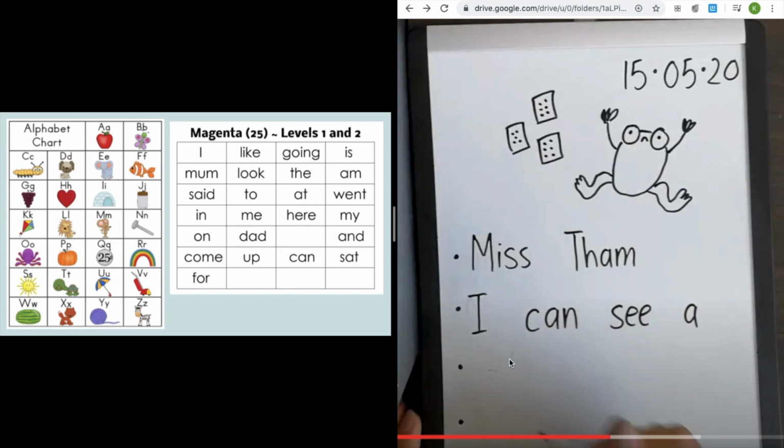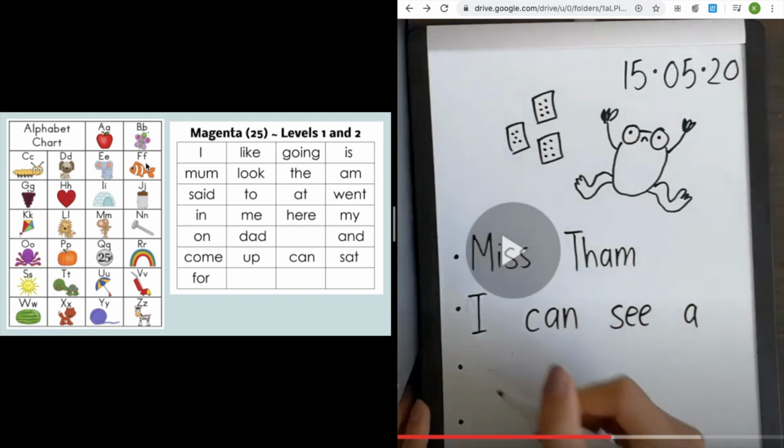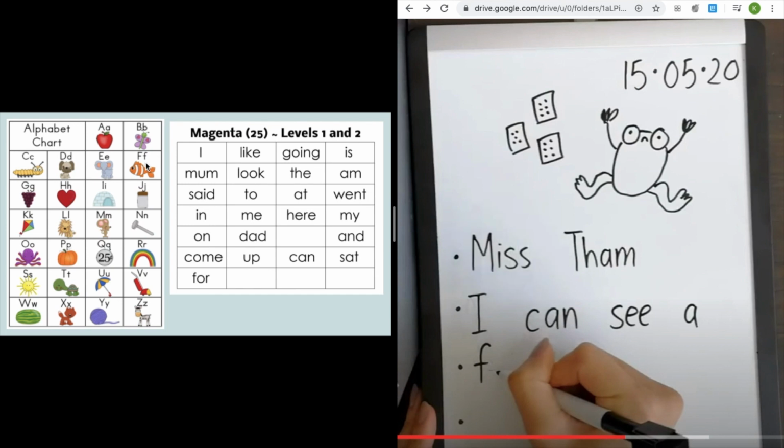Okay, let's have a look. Am I writing it at the beginning of a sentence? No, I'm not. Is it a name? Is frog a name? Nope, so it doesn't need a capital letter. And am I writing it after a full stop? No, so I'm writing the small f. Okay, what other sounds can you hear in frog?